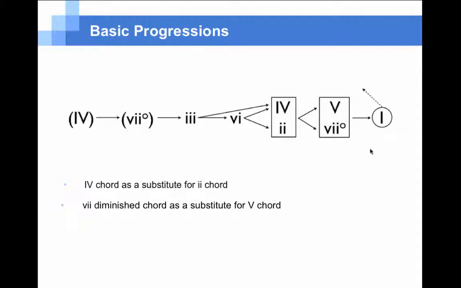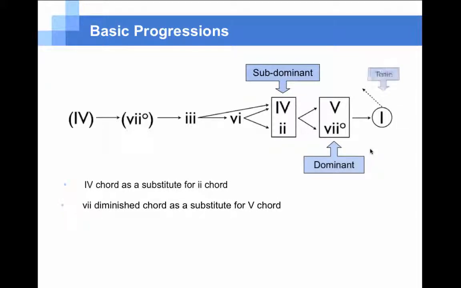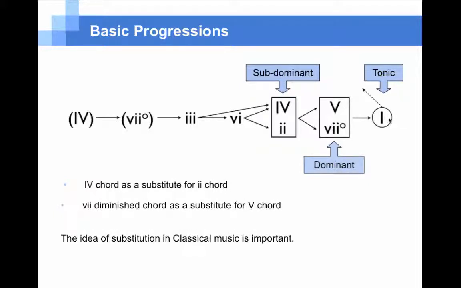At this point, you will see here the application of the terminology subdominant, dominant, and tonic functions. These 2 chords, chord 4 and 2, have subdominant functions and are interchangeable. And the 7th diminished as well as the 5 chord has dominant functions and are interchangeable. The dominant function will lead us to the tonic, chord 1. So the idea of substitution in classical music is important.